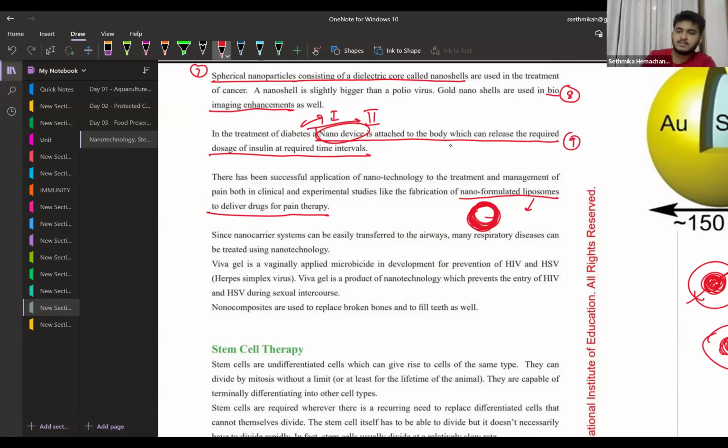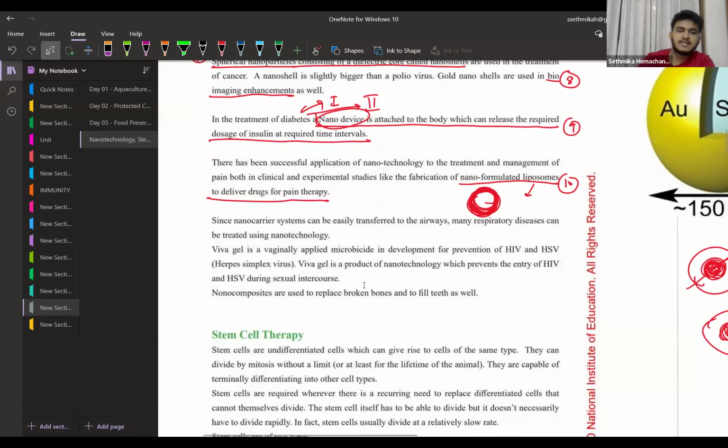So 8, 9, this is the 10th one. Since nanocarrier systems can be easily transferred to the airways, many respiratory diseases can be treated using nanotechnology, right? So nanocarrier systems, that's the 11th one. Basically, they are just given into the inhaled air. And these nanocarrier systems can go in search of these small infectious particles and destroy them in the respiratory system.